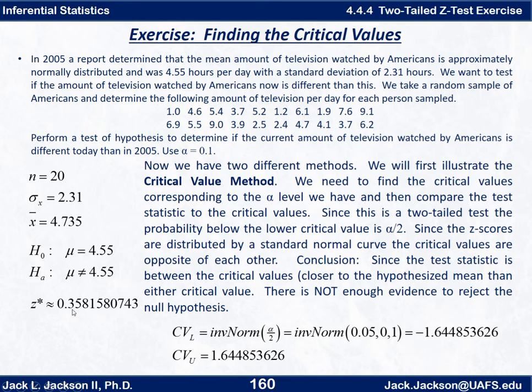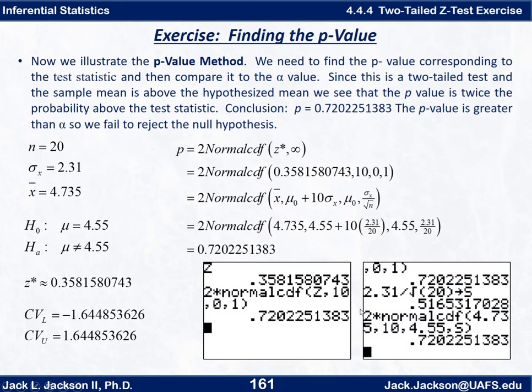Well, notice that 0.35 is not that far from the mean. It's certainly between the two critical values here. So that's the non-rejection region. There is not enough evidence to reject the null hypothesis. So we failed to show that there was any difference. The data did not support that, or at least not any significant difference.